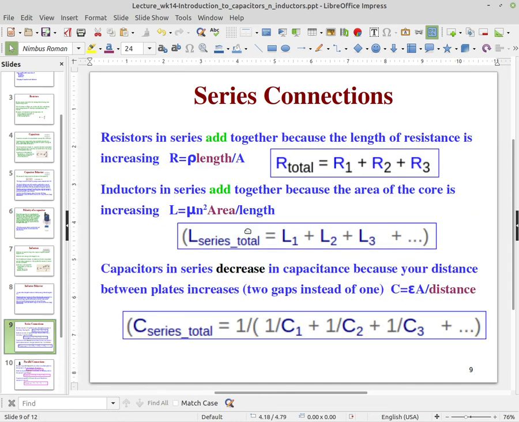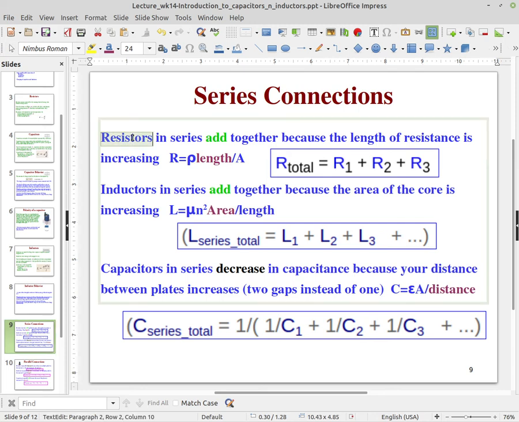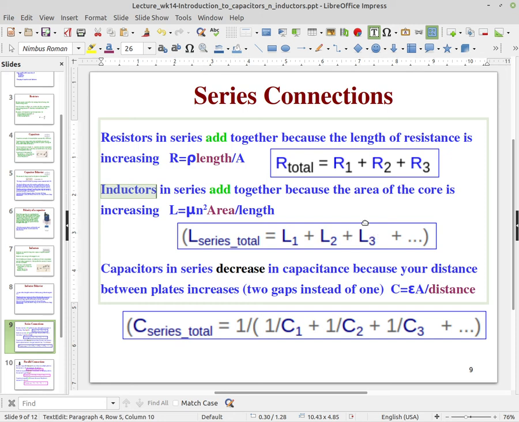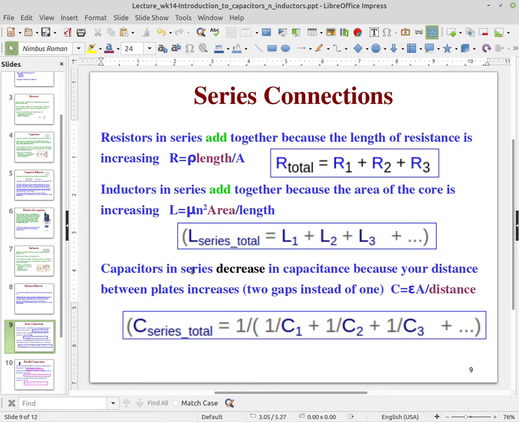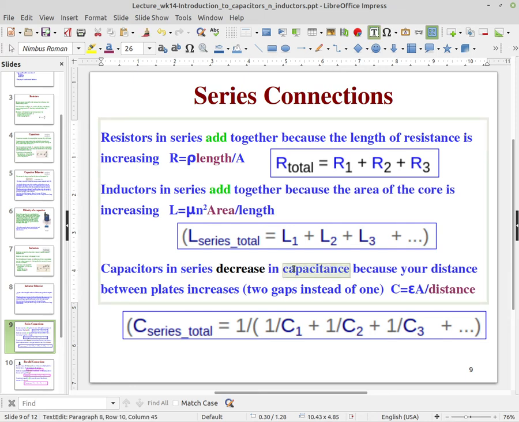All right, so let's take a look at wiring up these elements in series. We've already talked about the resistors. We know that if we have two resistors in series, they're going to add together. If we take two inductors and put them in series, they're going to add together just like resistors, exactly the same. However, capacitors in series are going to decrease.